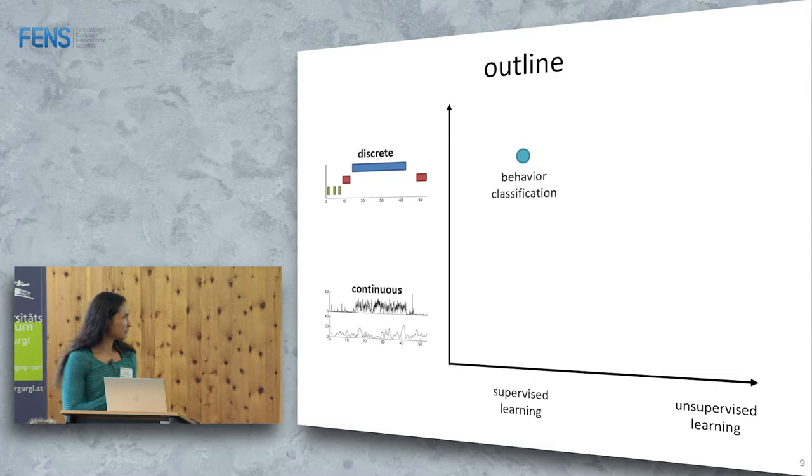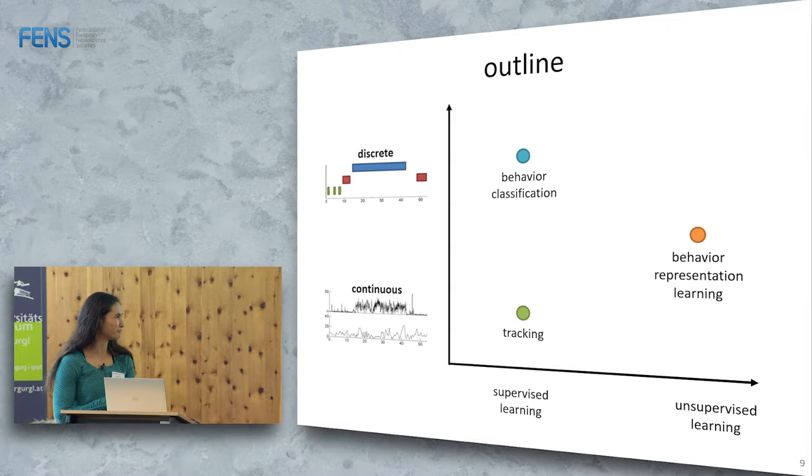So we try all of these types of approaches in our lab. Mainly what we've been focusing on so far is supervised approaches to behavior categorization, and so that's what I'll spend most of the time talking about. We also use supervised machine learning to track the animals, and I'll talk a little bit about that. And then I'll talk very briefly about the behavior representation learning that we've been doing.